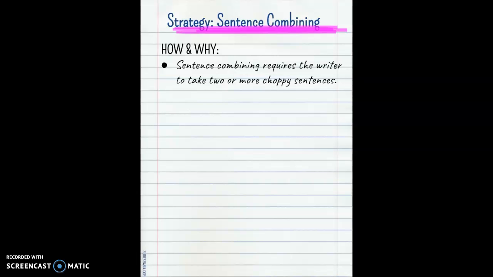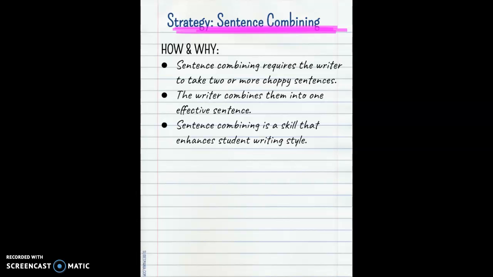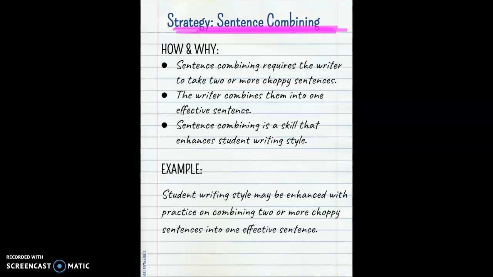So this is the how and why. Sentence combining requires the writer to take 2 or more choppy sentences. The writer combines them into one effective sentence. Sentence combining is a skill that enhances student writing style. So one possible way of combining these 3 sentences is: student writing style may be enhanced with practice on combining 2 or more choppy sentences into one effective sentence.